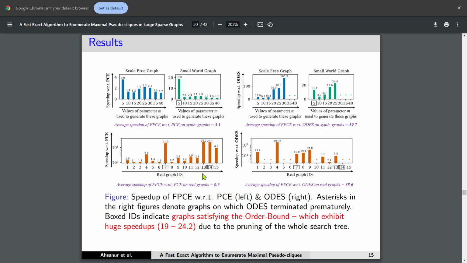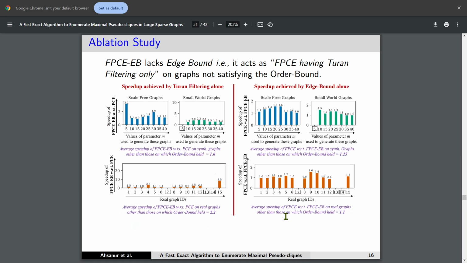It gains even greater speedup over ODDS. Here, boxed IDs indicate graphs satisfying the order bound, where we see huge speedups of at least 19. Since order bound prunes the entire search tree, this shows the effectiveness of order bound.